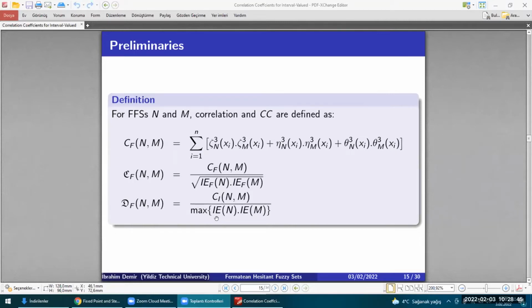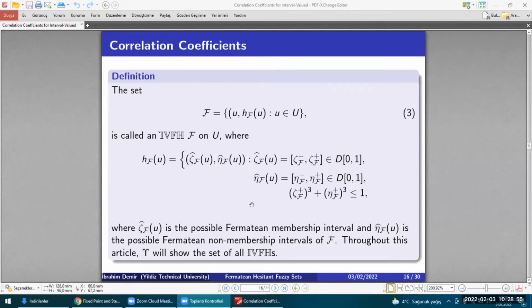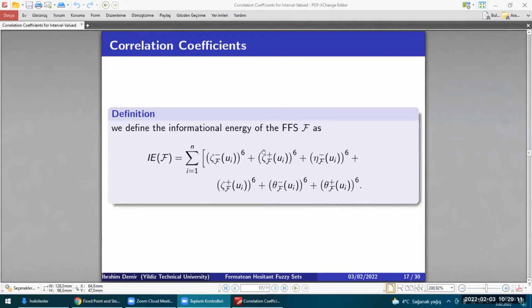In this, we define the information energy as maximum. Then the last definition, the interval valued Fermatean hesitant fuzzy set, is defined like this. For this interval valued set, we define the informational energy of the Fermatean fuzzy set like this.